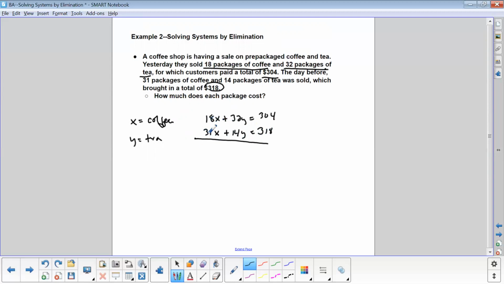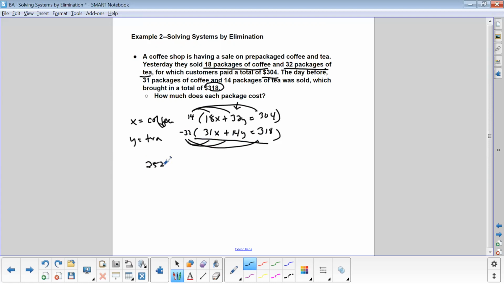So 18 and 31, 32 and 14, there's not a small number here. So what I'm going to do is just multiply this bottom equation by negative 32 and the top equation by positive 14. So what I've done is I've elected to eliminate the y value. So I've got to distribute the 14 to everything and the negative 32 to all terms.